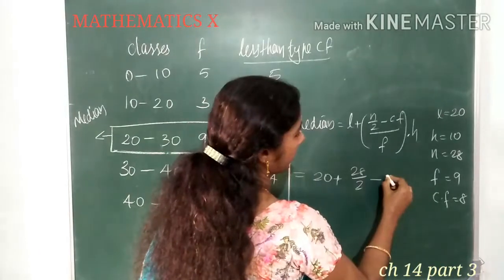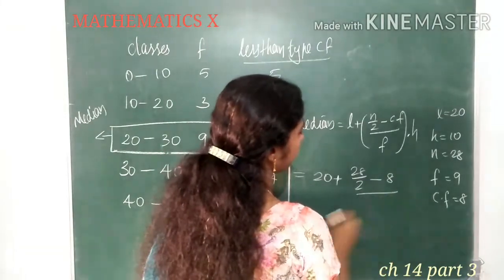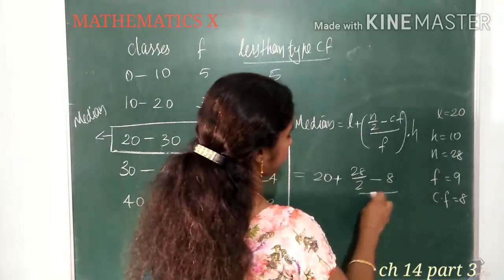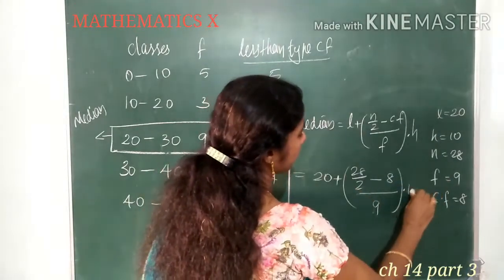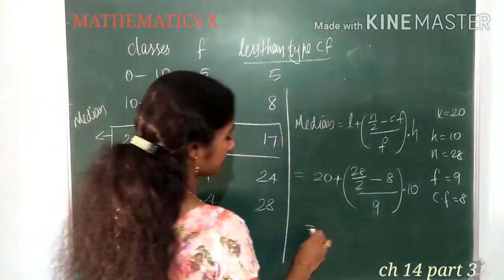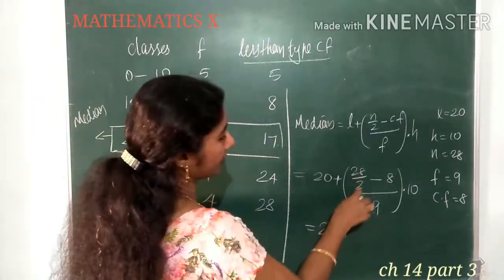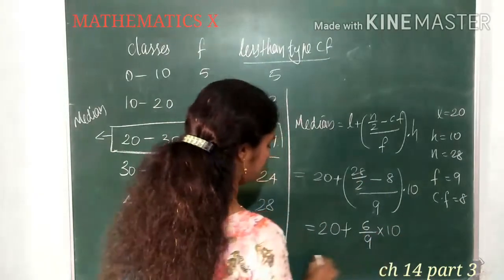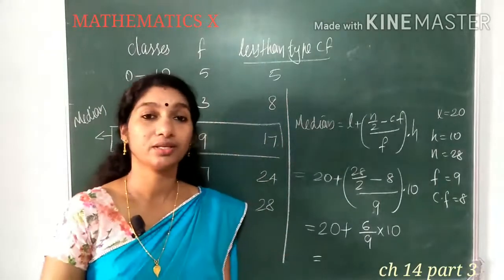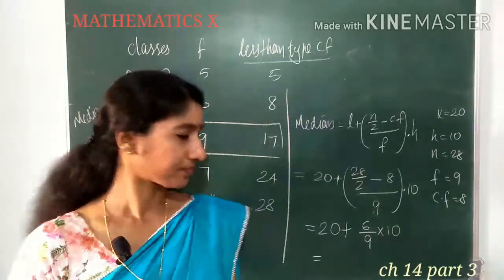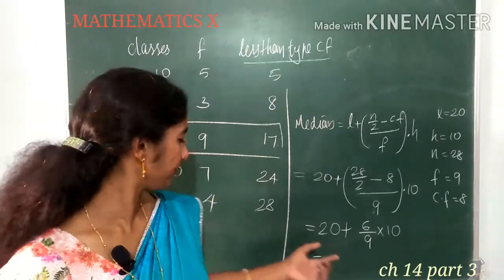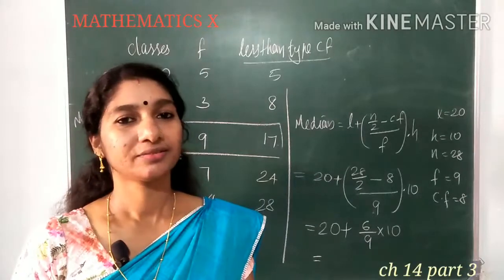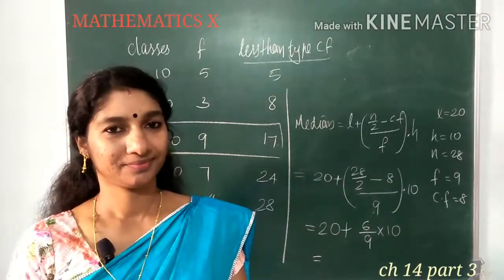So 20 plus (28 by 2 minus CF, which is 8) divided by F, the frequency, which is 9, into height, which is 10. Then calculate its value. 20 plus 14 minus 8, 6 by 9 into 10. Then find its value, you will get 20 point something. Okay, so that will be the median of this given grouped frequency distribution table.